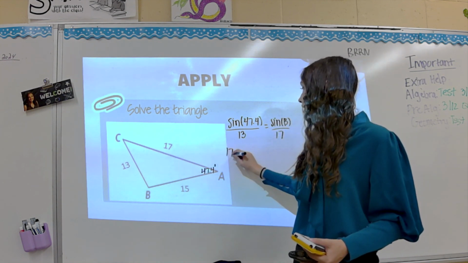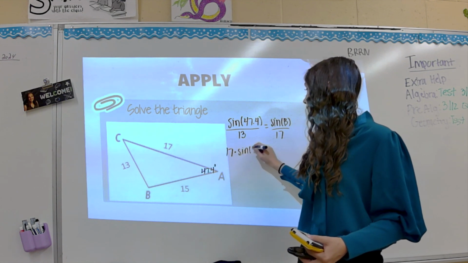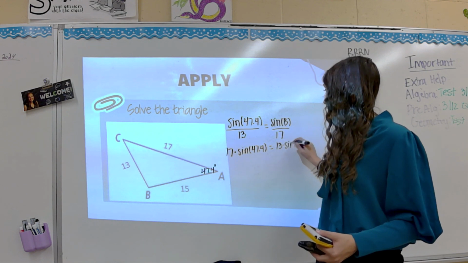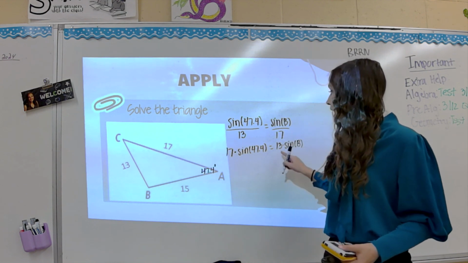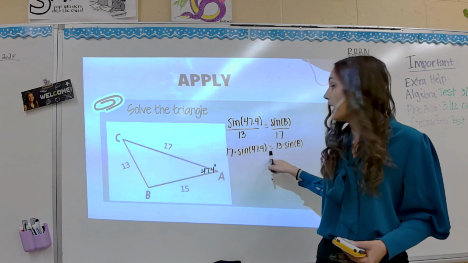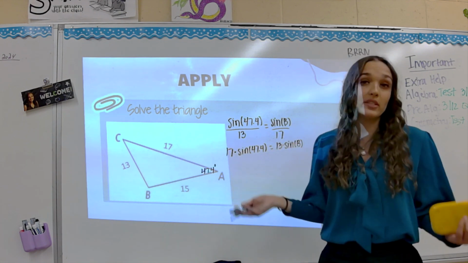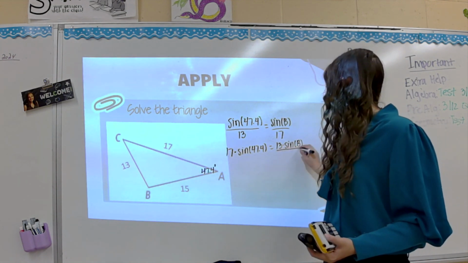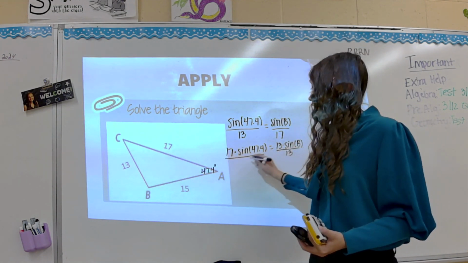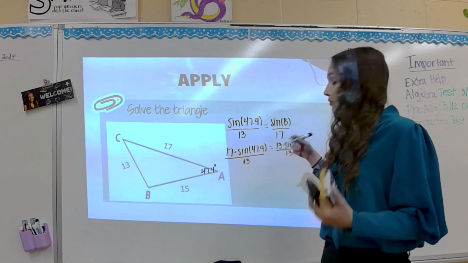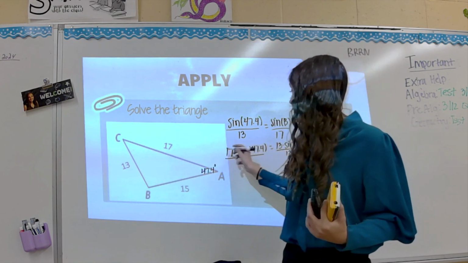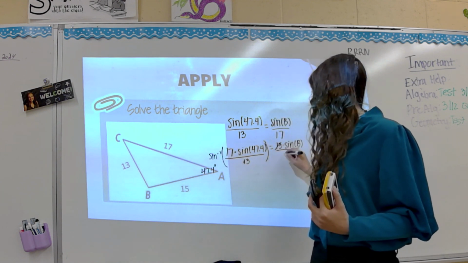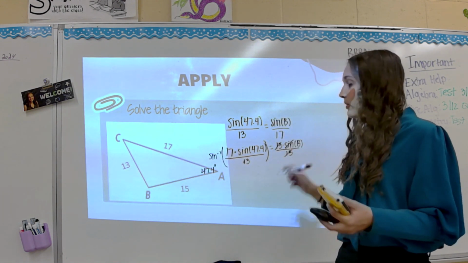Now I'm going to do 17 times the sine of 47.4 equals 13 times the sine of B. I multiply these two together. I want to get the sine of B by itself, but more specifically, angle B by itself. So I'm going to divide by 13. And then to get the sine alone, I'm going to inverse sine it. So that gets rid of the 13. It gets rid of the sine and just leaves me with the B.